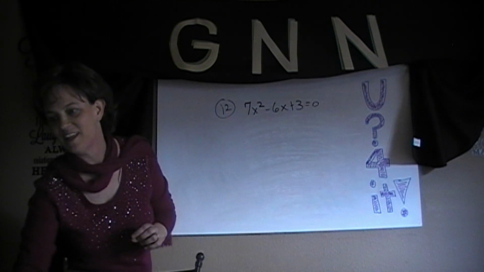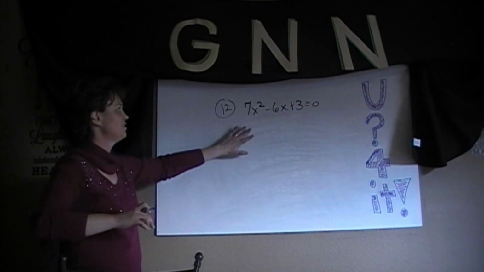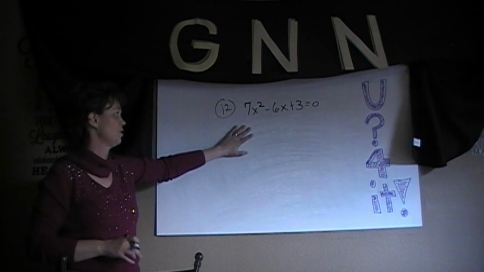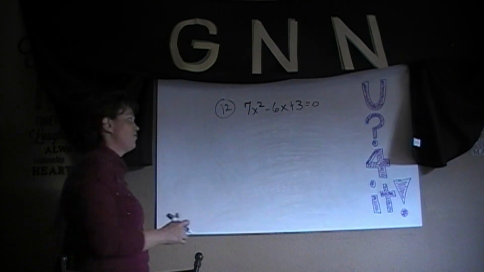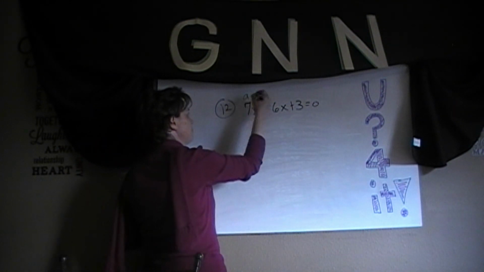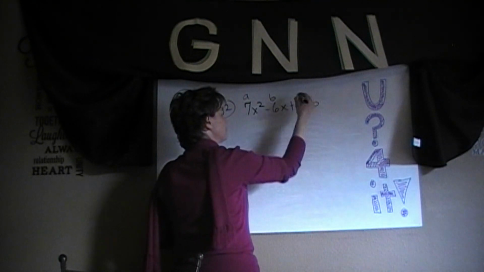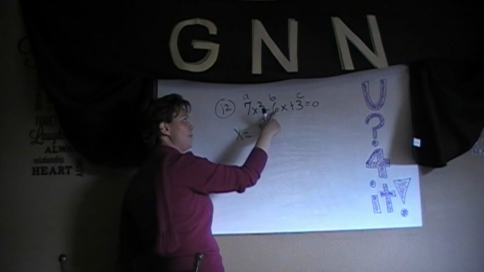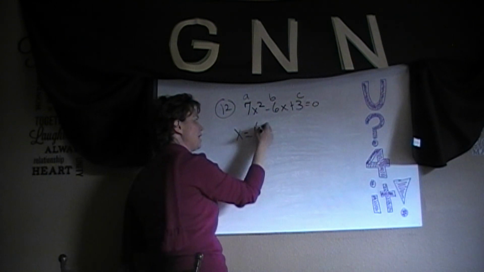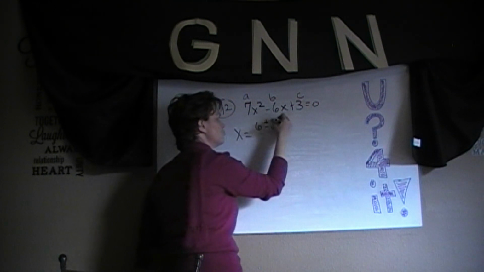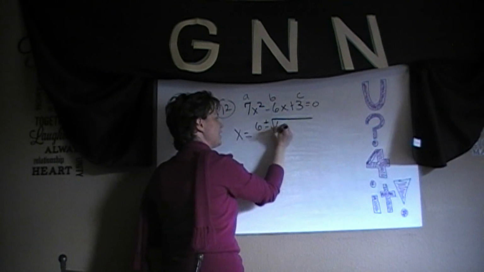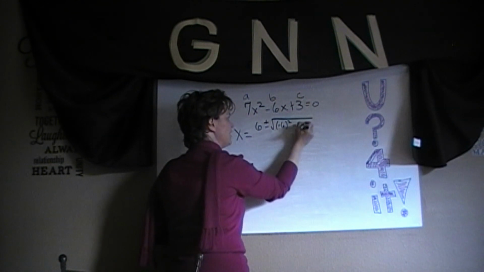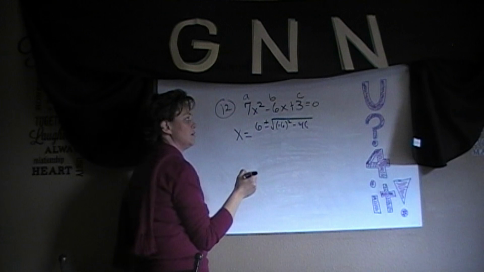On 12, it is the problem that we have here on the board, 7x squared minus 6x plus 3. Again, we're going to use the quadratic formula. a is 7, b is negative 6, and c is 3. So x equals the negative b. So that's the opposite of negative 6, so it's positive 6, plus or minus the square root of, well, negative 6 squared minus 4.